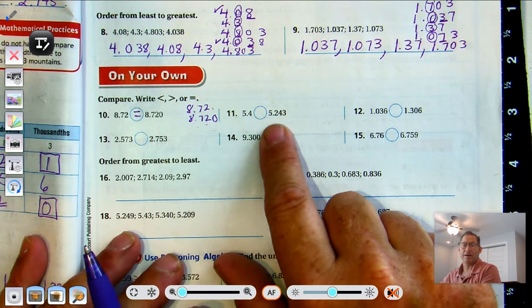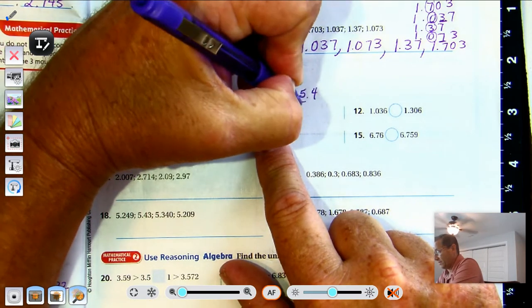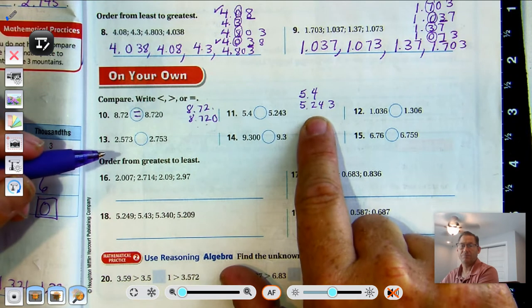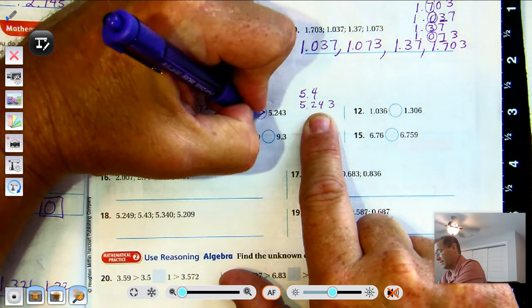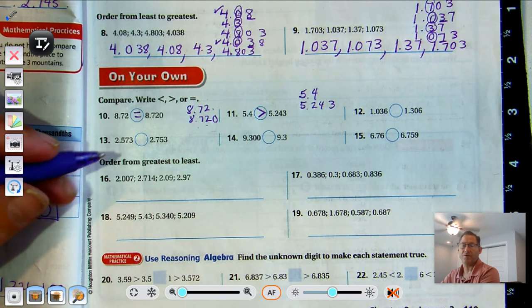Okay. All right, 11. So 5.4 compared to 5.243. Well, the 5s are the same, but 4 tenths is greater than 2 tenths. So 5 and 4 tenths is greater than 5 and 243 thousandths.